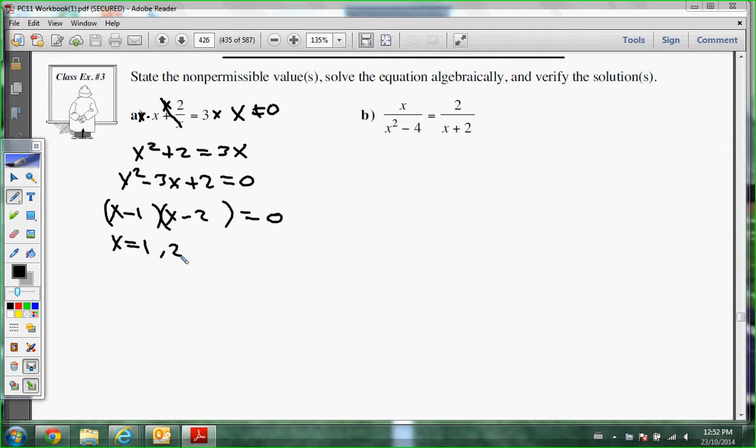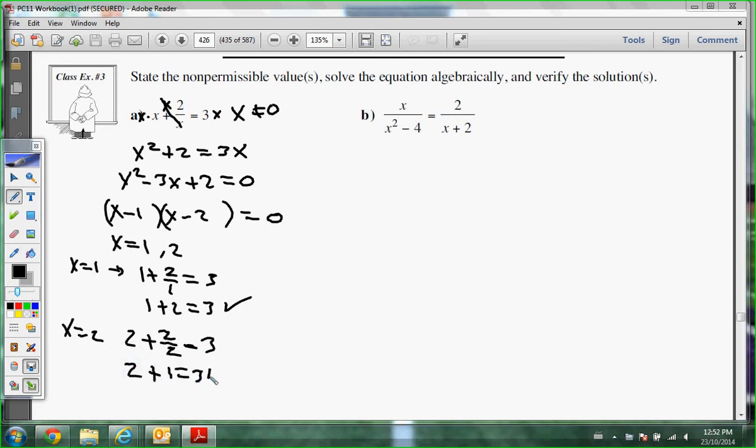So let's verify from the beginning. Let's do 1 first. So we're trying x equals 1. I get 1 plus 2 over 1 equals 3. 1 plus 2 equals 3. Verified. 1 plus 2 does equal 3. Let's verify 2. 2 plus 2 over 2 equals 3. 2 plus 1 equals 3. That's verified. Any questions so far?